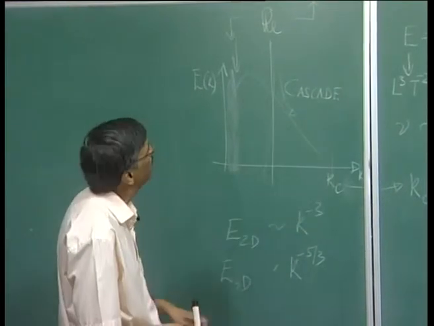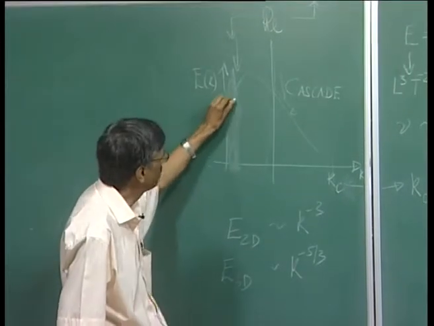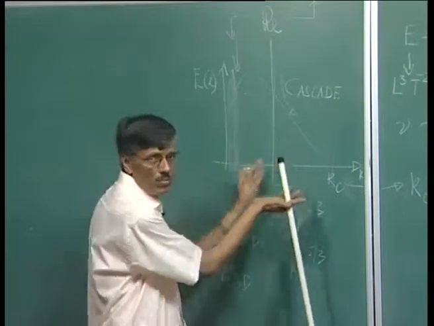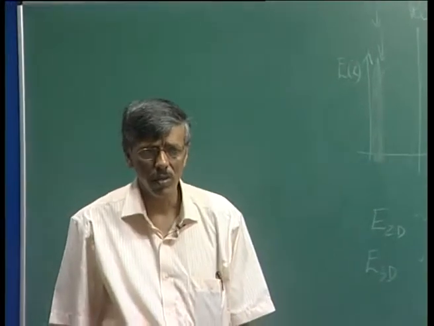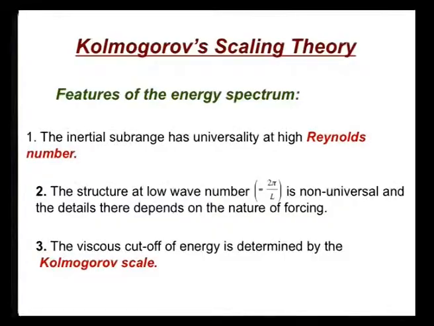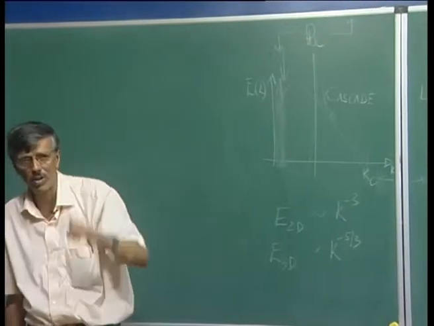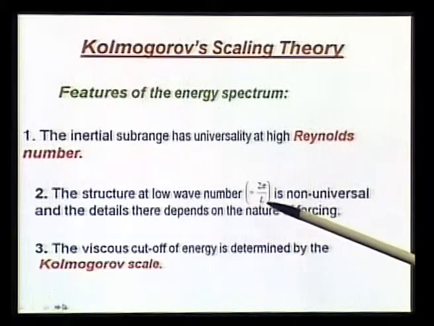What happens if I look at a lower Reynolds number turbulent flow? It could be something like this. So, this dynamic range probably comes down by, let us say, a factor of 100 or a factor of 1000. So for low Reynolds number flows, you may not even get this k to the power minus 5/3 part. Whereas the structure at low wave number is non-universal; the details depend on how you set up the flow.